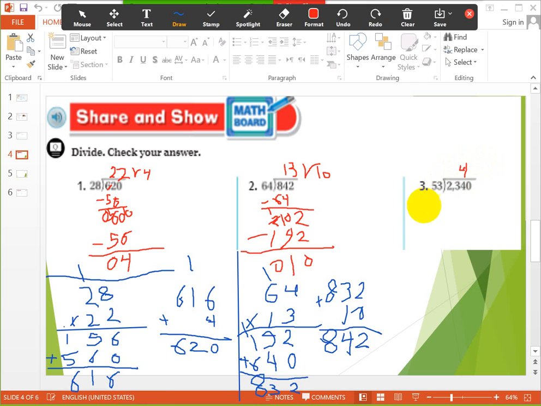Now, 4 multiply 53. You can do it on white paper, girls. Please stop typing in the chat box. Now, I will multiply it. 4 multiply 3 equals 12.